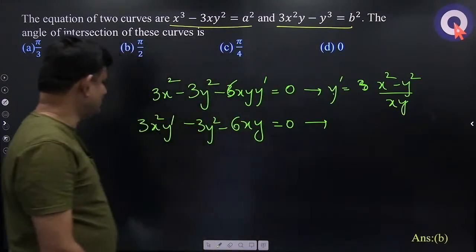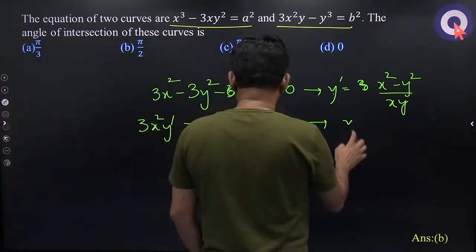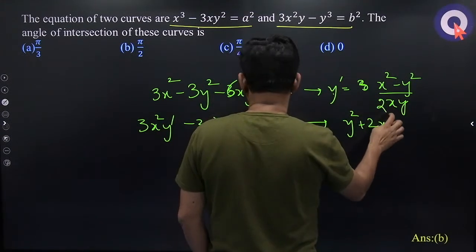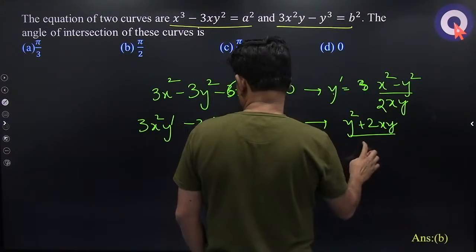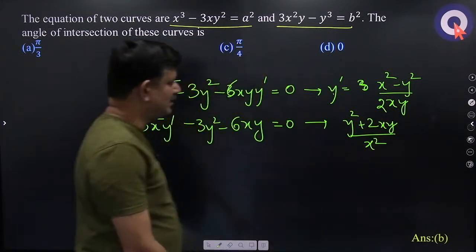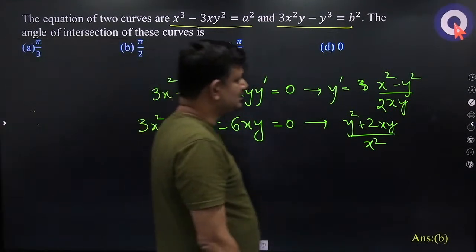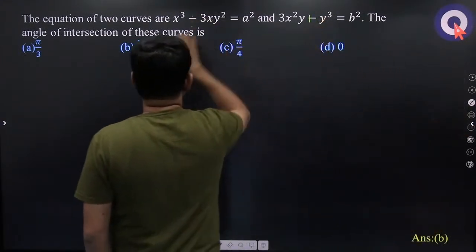From the second equation, what is y dash? Y square also 2, plus 2xy, divided by x square is y dash. Absolutely not, they are not getting cancelled. So there is some problem with the sign in the question. Ignore it. Probably it should be plus sign and plus sign here.